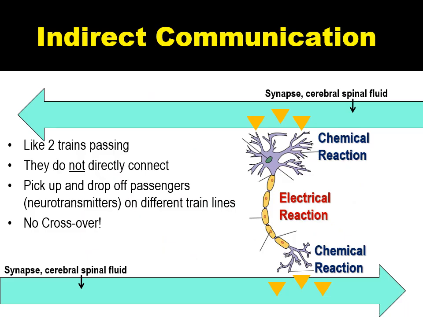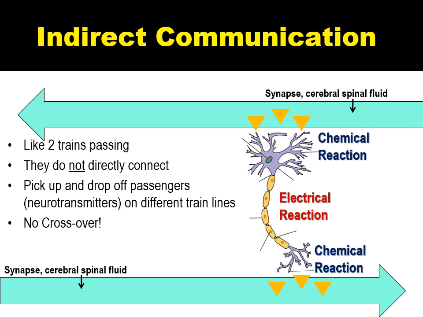So important to remember this is indirect communication. It's like two trains passing. They're not actually on the same track. They do not directly connect. You're picking up and dropping off passengers. Our passengers are called neurotransmitters, or they could be drugs, and they're on different train lines. There actually isn't any touching happening.